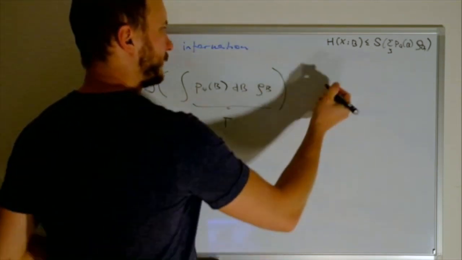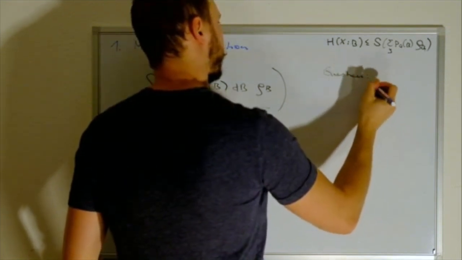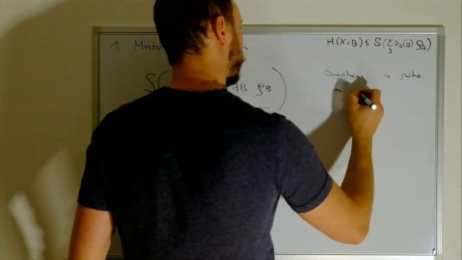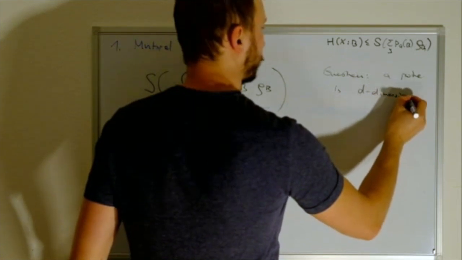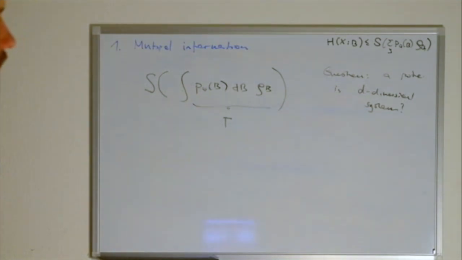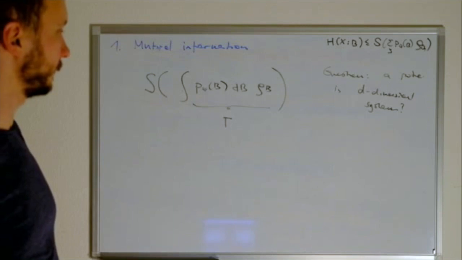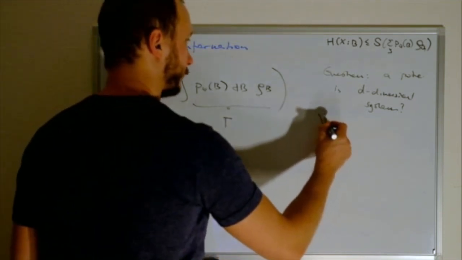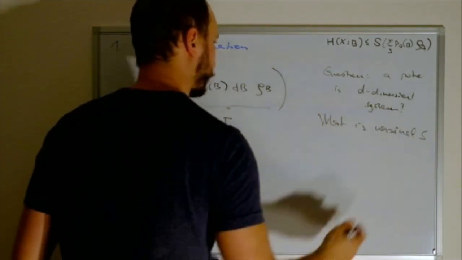One thing we can ask. Let's say we have the probe. So the first question is, the probe is a d-dimensional system. If the probe is a d-dimensional system, what is the maximal entropy we can get here? So what is the maximal S we can get?